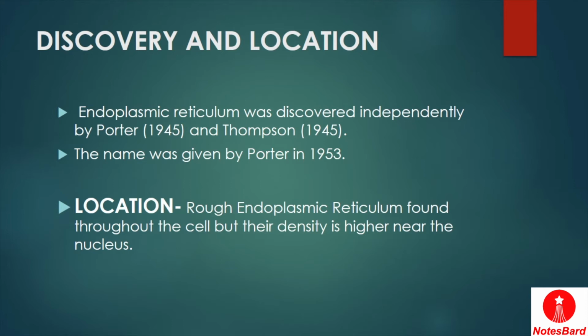When we discuss the location of the endoplasmic reticulum or the rough endoplasmic reticulum, they are found throughout the cell, but they are mainly found near the nucleus and they are attached to the nuclear membrane. The outer nuclear membrane also surrounds the endoplasmic reticulum.